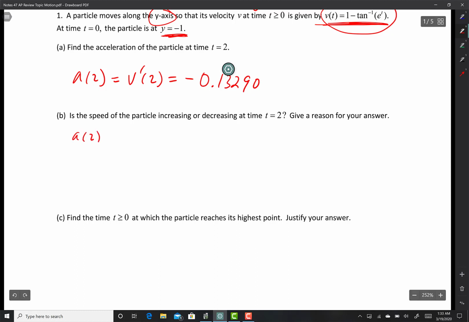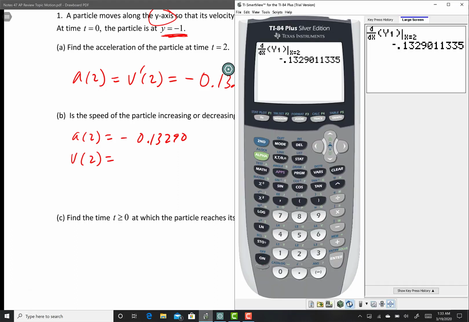A of 2 is simply negative 0.13290. I'm going to figure out what V of 2 is. So again, I come to my calculator and I already have it in Y1. So I'm just going to go alpha trace Y1. I'm going to put 2, open parenthesis, 2, close. So this is going to give me my velocity at 2.